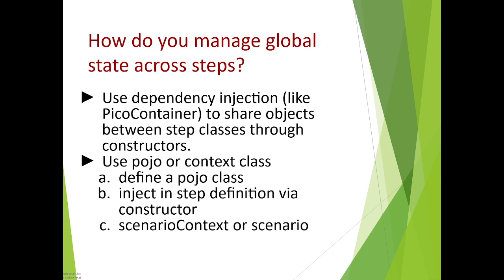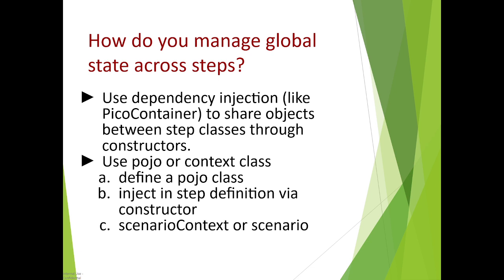Okay. How do you manage global state across steps? So in Cucumber Java, managing global state across steps is often necessary when we need to share data between different step definitions in the same scenario or even across multiple scenarios.